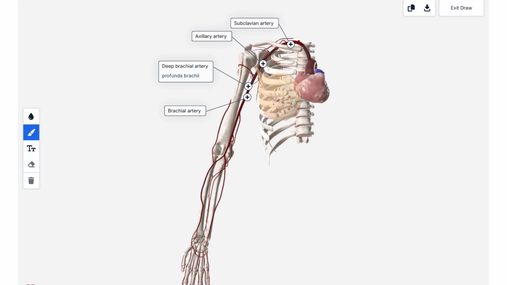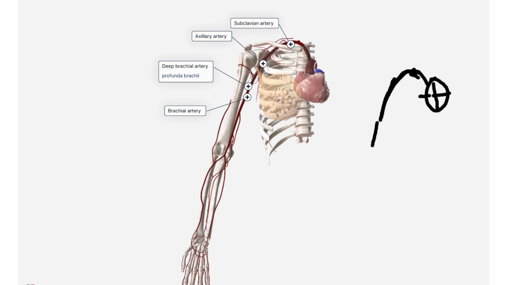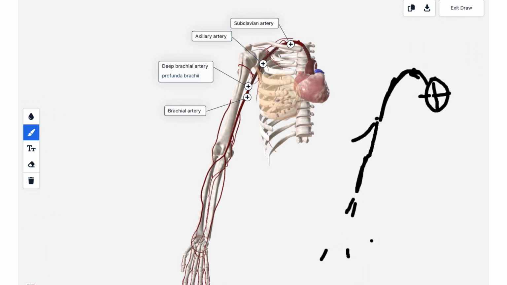Okay. So this is my heart. This is my left atrium. From here, the subclavian artery arises. Now it comes and becomes the axillary artery. Then it divides into the deep brachial artery and profunda brachii. Profunda brachii goes backwards. Now the deep brachial artery continues as the brachial artery. And then you can provide more divisions. So in this way, you will be very easily able to remember all the arteries.